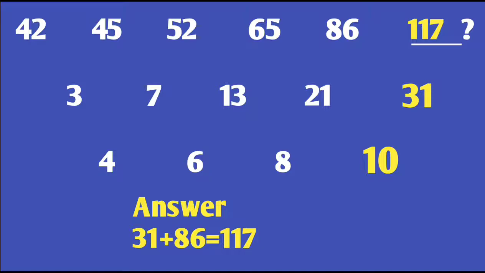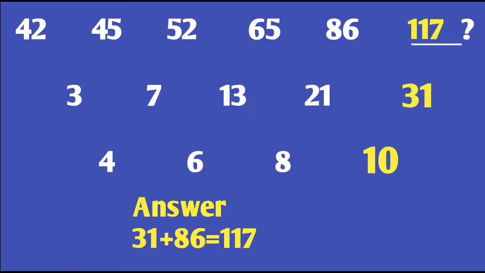So guys, this series is not making any sense, so we have to do a double difference. The difference between 7 and 3 is 4. The difference between 13 and 7 is 6. The difference between 21 and 13 is 8. So this series is making some sense. The even numbers are coming like 4, 6, 8, so the next number will be 10.